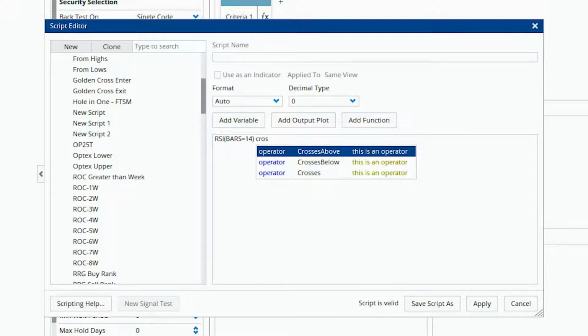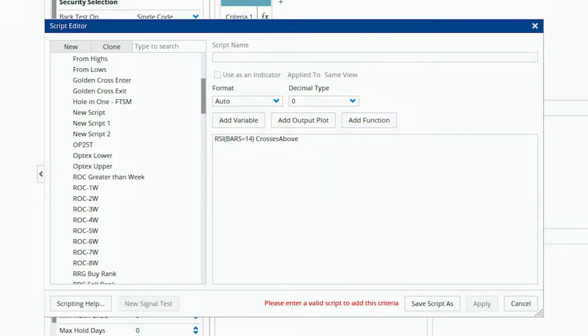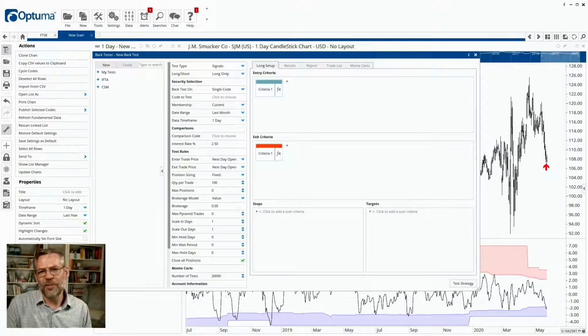And I can say crosses above the, actually, you know what I'm going to do? I'm going to make this crosses below, but I'm going to make it a higher value, because one of the things that I feel is that often with an RSI, we're hitting that upper band and the market's still going up. It's only when it comes and crosses back down that we should be looking to exit. I'll make that 70. So RSI crosses below 70 is going to be my exit. And then I can add stops and targets in there as well.